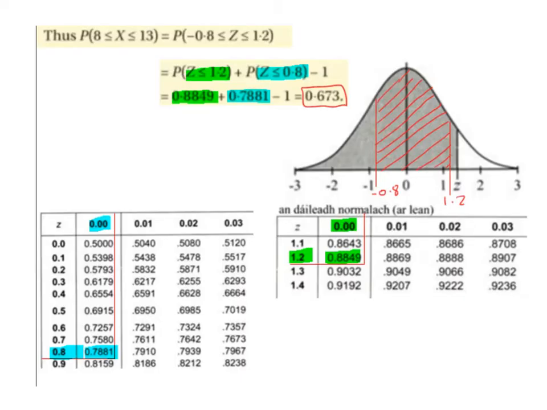We can see it a bit more clearly here. The probability that x lies between 8 and 13 is the same thing as the probability that z lies between minus 0.8 and 1.2. Here's minus 0.8 and here's 1.2, so we're looking for the area in between. We end up getting the probability that z is less than or equal to 1.2 as 0.8849, which we get from here, and the probability that z is less than or equal to 0.8 as 0.7881, which we get from here. Then subtracting the 1, we have 0.673.